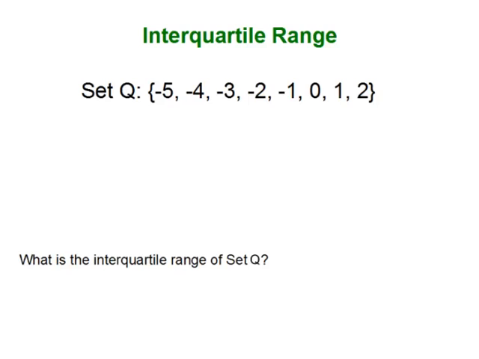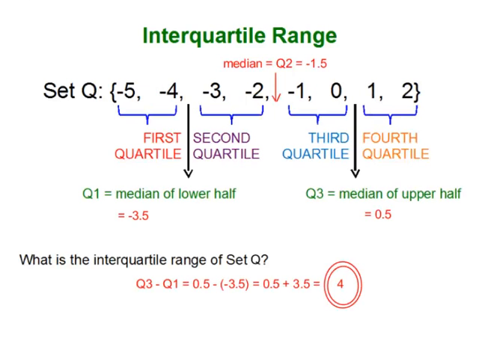Welcome back. And you may have noticed the big difference between this set and the previous set. This set has only 8 terms. That's an even number of terms. And so you know what to do. This one's already ordered from low to high. So as we find our median here, we have to take the average of the middle 2 terms. And that makes the median, or Q2, equal to -1.5.